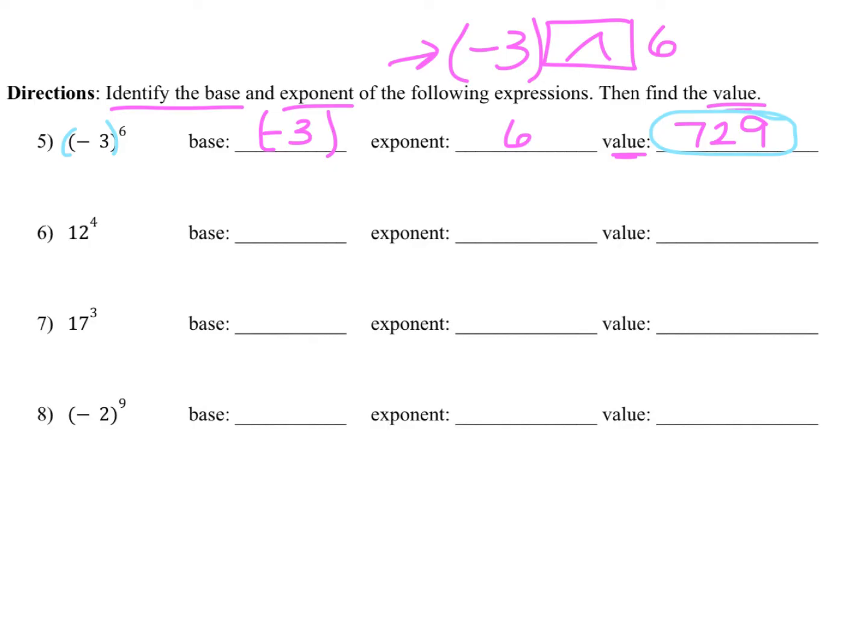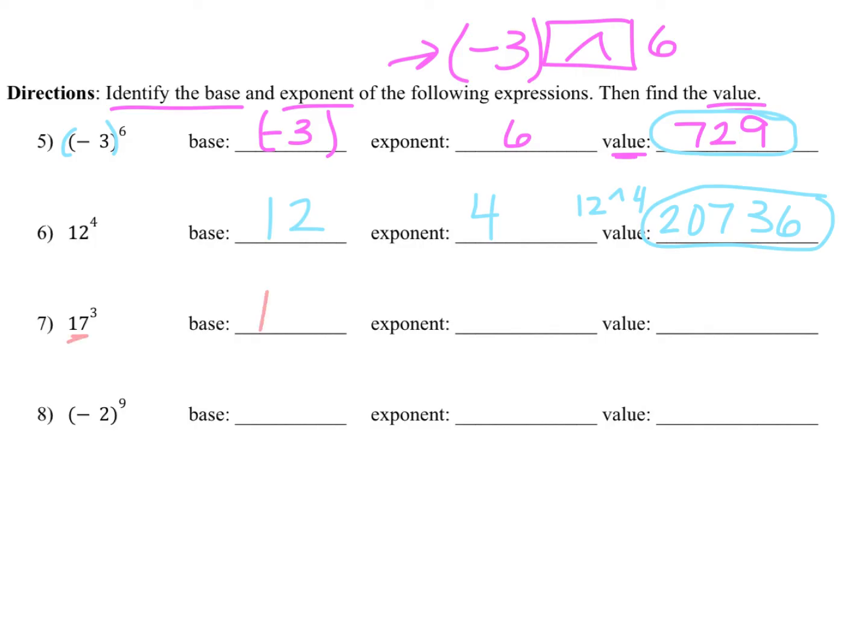Number 6, our base is 12 and our exponent is 4. So then I'm going to go in my calculator, 12 to the 4th power. So 12 caret key 4, which means 12 times 12 times 12 times 12. And we get 20,736 for the value.